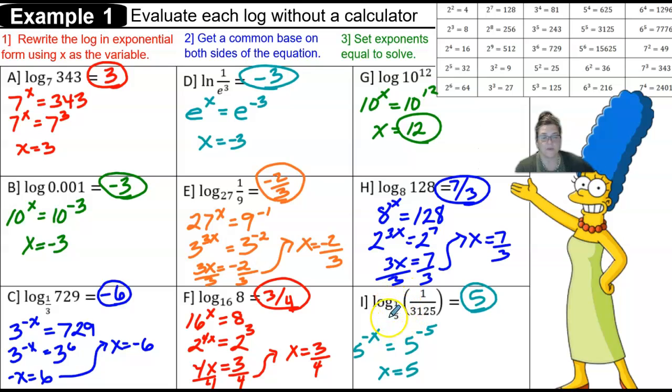Then the log base 1/5 of 1 over 3,125. 1/5 is the reciprocal of 5, so that's a negative exponent, 5 to the negative 1. We see up in the table that 5 to the 5th is 3,125, and since it's a reciprocal, we have a negative exponent. So 5 to the negative x equals 5 to the negative 5th, negative x equals negative 5, and x equals 5.